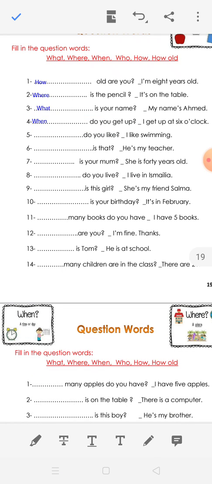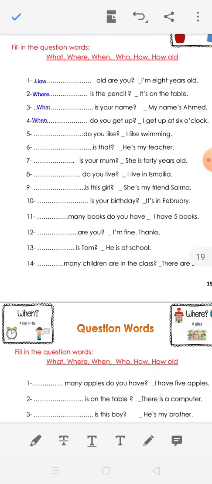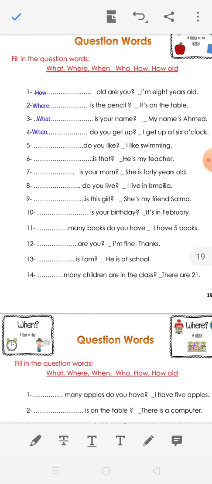Number 5. I like swimming. That's my favorite. Perfect. What about you? Maybe football. Perfect. Maybe tennis. Volleyball. Excellent. Swimming.